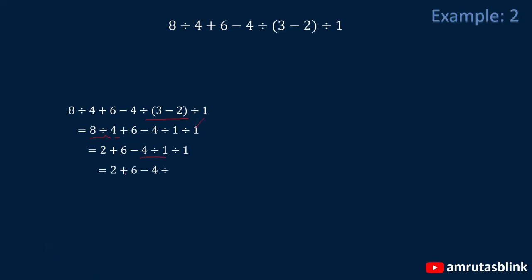So let's say 2 plus 6 as it is, minus 4 divided by 1 is 4, and this divided by as it is. Now we will solve this division. So we have 2 plus 6 minus 4 divided by 1 is 4. Now we have to add, that is 2 plus 6 is 8 and 8 minus 4 is 4, and hence our final answer is 4. So 8 divided by 4 plus 6 minus 4 divided by 3 minus 2 divided by 1 is equal to 4.